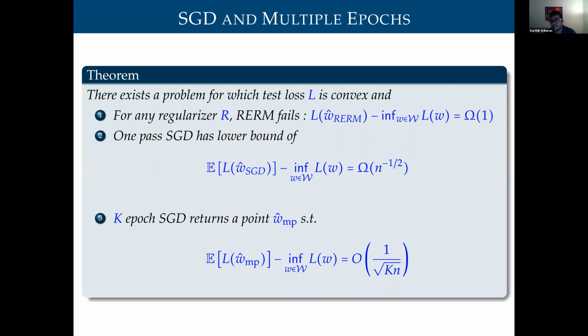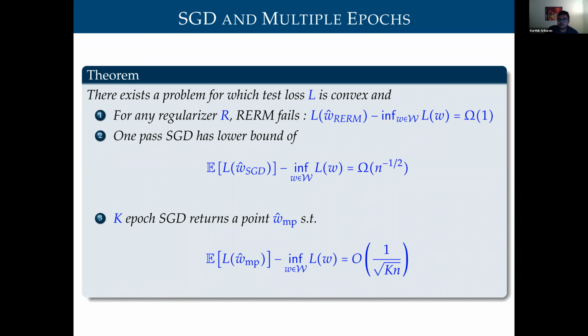Right. So basically this says that as k increases, so if I do, for instance, say poly n more epochs, then let's say I do n epochs, this says that there's a problem where if I do n epochs, I get a 1/n rate rather than a 1/√n rate. So that's what this says.